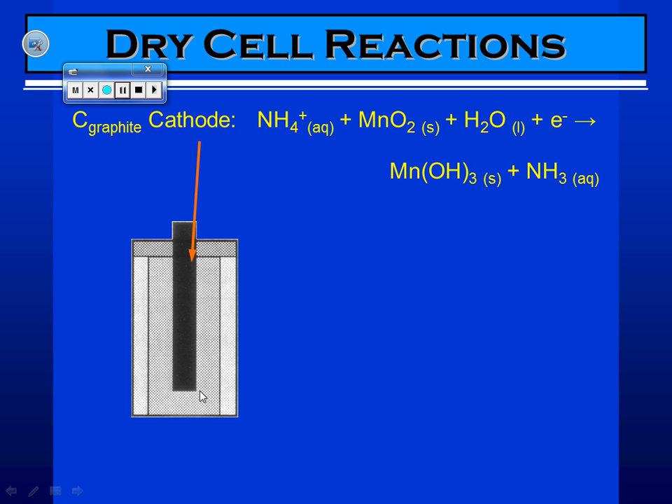It is a paste inside here. It's not a liquid, it's not an aqueous solution really. It's more of a paste. There is some water inside there, and electrons, those electrons coming from the anode reaction. So the ammonium ions, the manganese dioxide, the water and electrons, they cause the formation of products: manganese hydroxide, it's manganese 3 hydroxide, and aqueous ammonia. And that's quite a complicated equation to try and remember. We'll try to learn a memory trick in a minute.